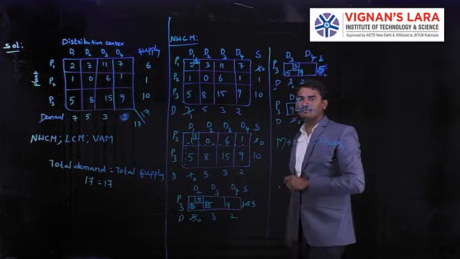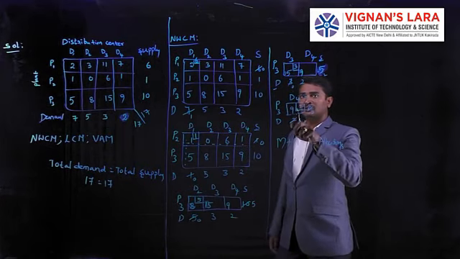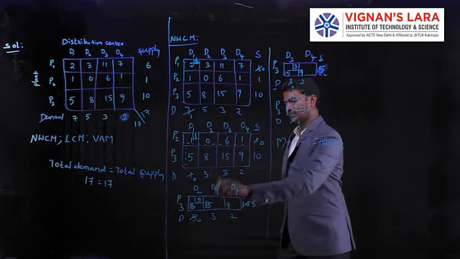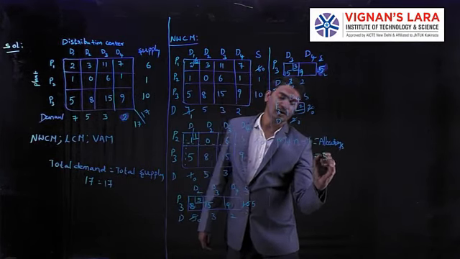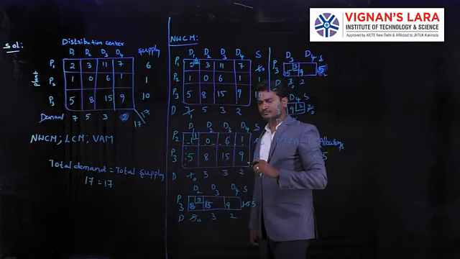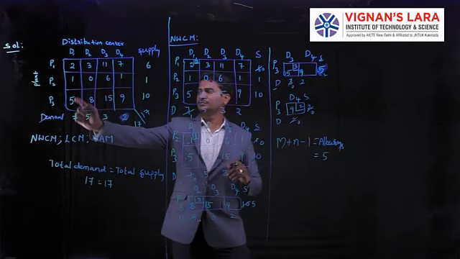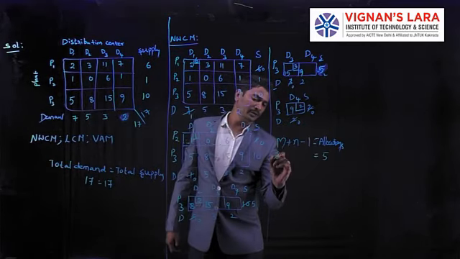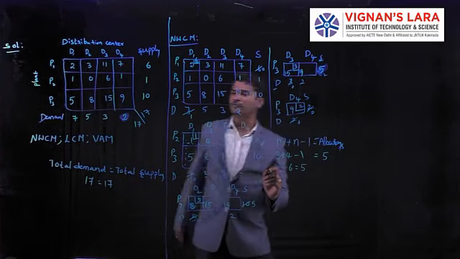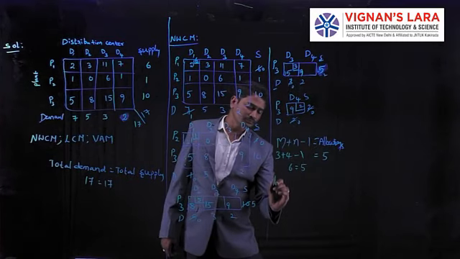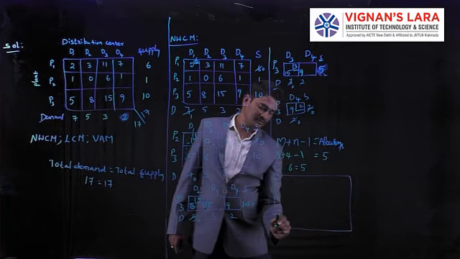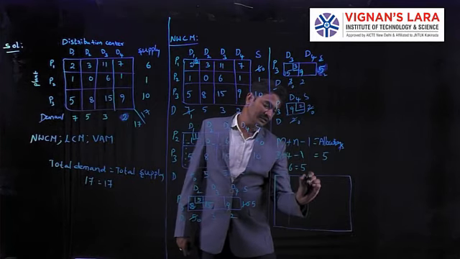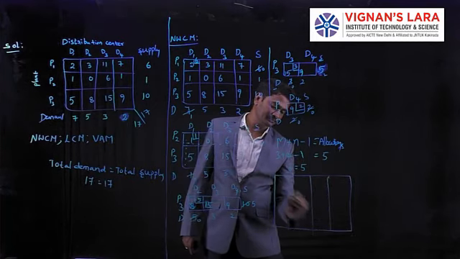Here how many allocations are there? Here 1, 2, 3, 4, 5 allocations are there. How many rows are there? 1, 2, 3 rows are there. How many columns are there? We are going to find the total cost. How are we finding the total cost? With the help of allocations we are calculating the total cost.